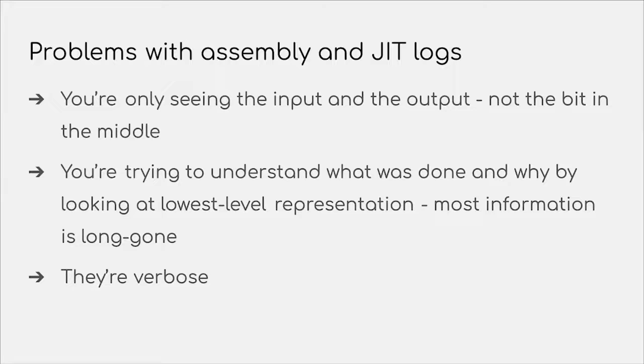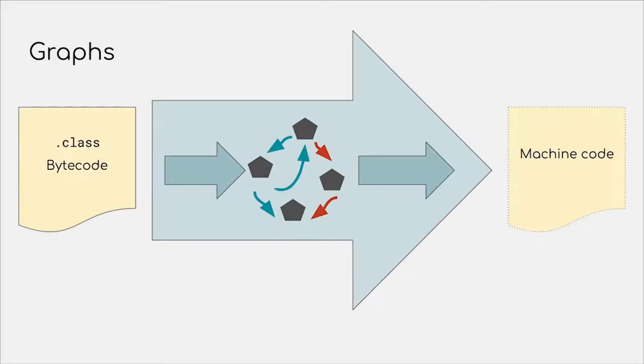So JIT Watch will show you the bytecode, which some people would think of as a bit in the middle, but really it's the input to the JIT compiler, and it only shows you the output as well, the assembly code. You're trying to understand what was done and why by looking at the lowest level representation. So when you look at assembly, most information is gone, so it's not useful to answer some detailed questions. And the assembly code is very verbose as well, so it's hard to work with.